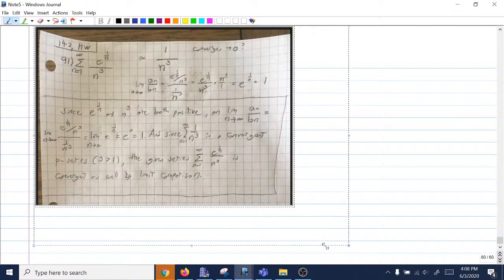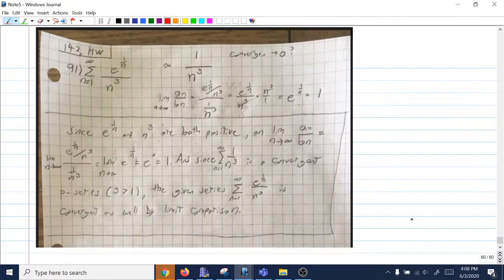Okay, we got the series e to the 1 over n cubed. You're correctly getting the correct thing that e to the 1 over n goes to 1. So this is basically 1 over n cubed. And the sum of 1 over n cubed converges. It's a p-series. So this thing should converge also, maybe by limit comparison, maybe by direct comparison if you can figure out an inequality about e to the 1 over n. Let's try this out. Since e to the 1 over n and n cubed are both positive, check. And limit an over bn equals the limit of e to the 1 over n equals e to the 0 is 1.